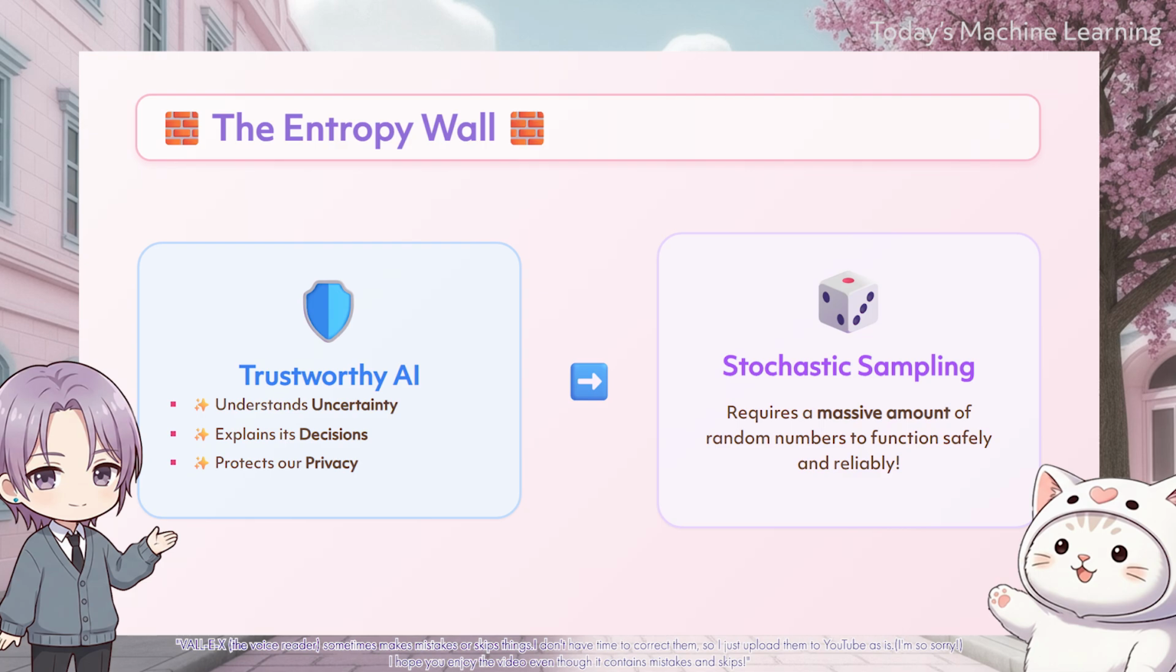The main problem this paper is trying to solve is something we call the entropy wall. You see, artificial intelligence systems today are doing incredibly important jobs, and we need them to be completely trustworthy. For an AI to be trustworthy, it cannot just give a single rigid answer. It must also understand uncertainty, explain its decisions, and protect our privacy. To do all of these things, the AI relies heavily on probability and randomness. It needs to generate and use a massive amount of random numbers, which we call stochastic sampling.